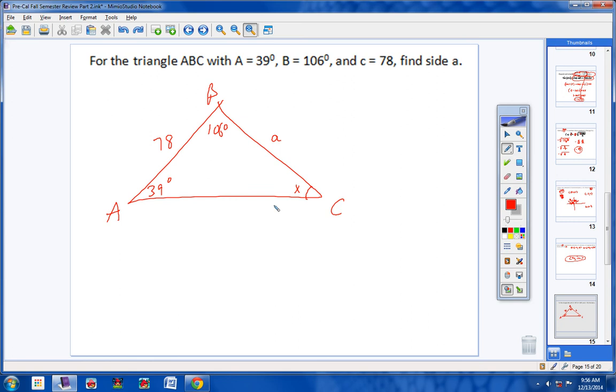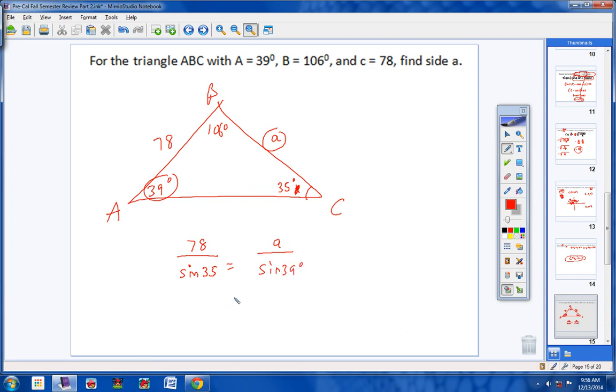Alright, 39 plus 106 is going to give you 145. So these two angles added together here are 145. So this angle here has to be 35, because now all three of these angles right here will add up to 180. So I can say 78 over the sine of 35 equals, now I'm solving for a, so the angle that goes with a is 39, equals a over sine of 39. Okay, let's cross multiply and then divide.